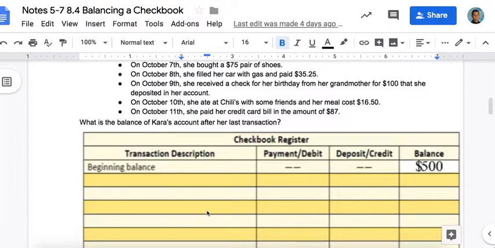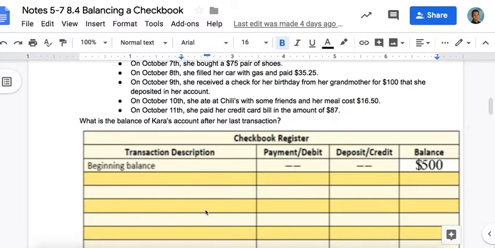So the first item we have on October 7th, she bought a $75 pair of shoes. Since I don't know where she bought it from, we're just going to put shoes. And since she bought something, this is a payment or a debit, so we're going to put $75 right here. And now we're going to subtract $75 from $500 because she made a payment. So now we have $425 left in the account.